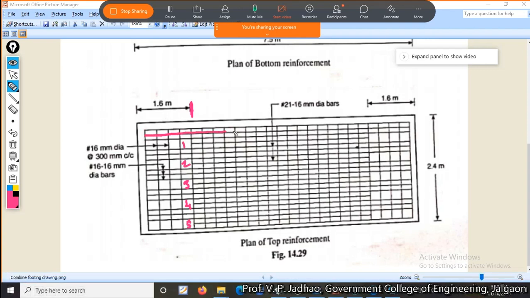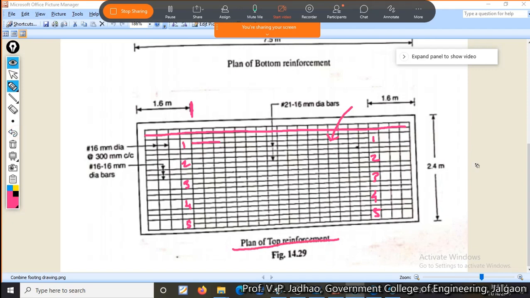So these full length bars are a total of 16, and for the curtailed length, again we have curtailed here 1, 2, 3, 4 and 5. So a total of 16 bars will be full length, and a total of 21 bars including these 16. So 5 curtailed bars and 16 full length bars. Like this we have provided a total of 21 bars at the top face.